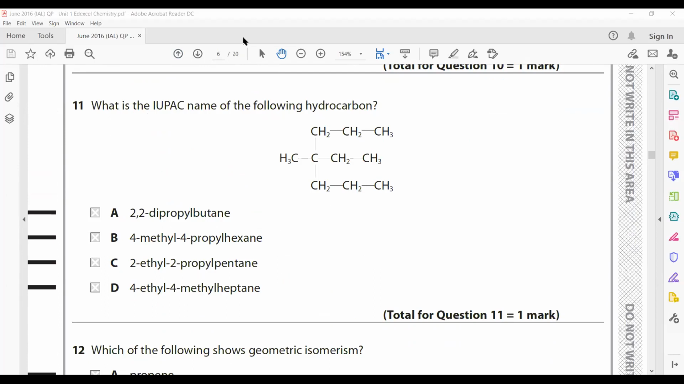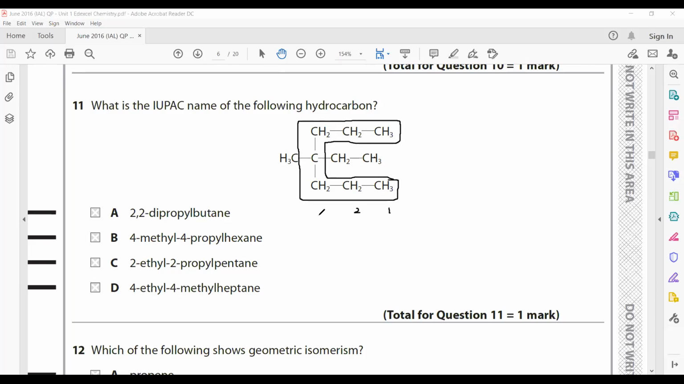So if I select the longest chain of the carbon, 1, 2, 3, 4, 5, 6, 7. If I start from here, 1, 2, 3, 4, 5, 6, or 1, 2, 3, 4, 5. So maximum 7 carbon atoms in one chain. So we have 7 carbon atoms in one chain. Now we will number these carbon. Numbering should start from nearest branch or functional group.